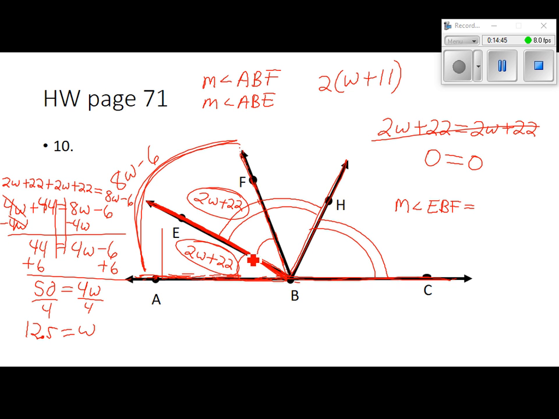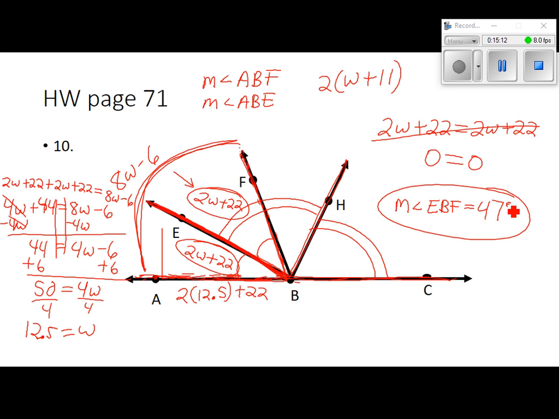So EBF, that's this angle, right? Yeah. So what do I do? Plug in 12.5 for W. So 2 times 12.5 plus 22, grab your calculator and do that. 47. Is that our answer? Yeah.